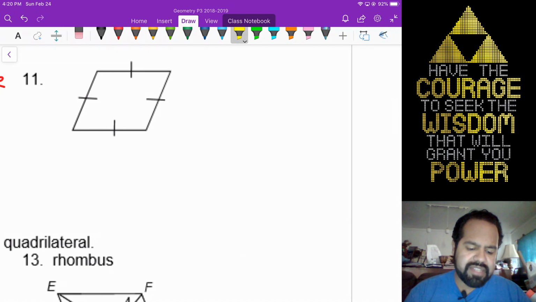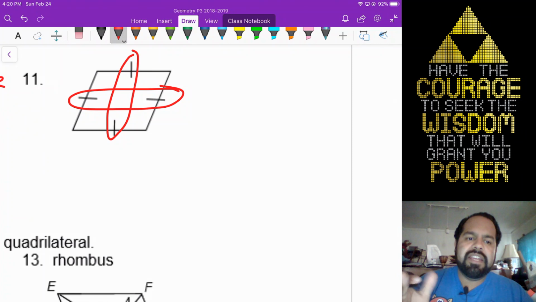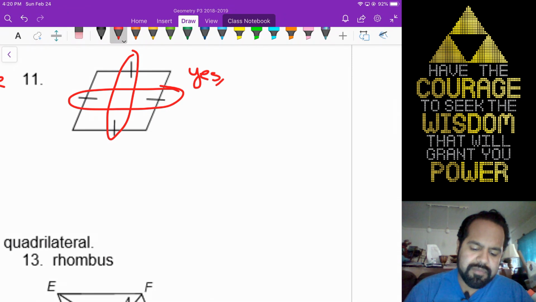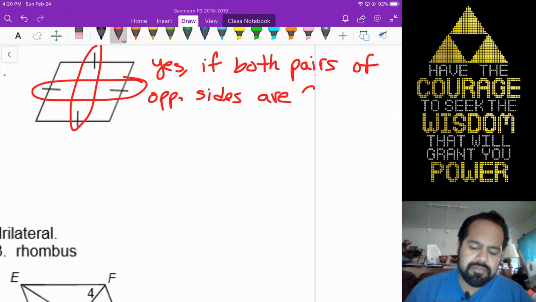One of the things we note is that the opposite sides, both pairs, need to be congruent. Now, even though all 4 of them are congruent to each other, that's okay because it's still the opposite pairs. So for this one, I can say yes, comma, if both pairs of opposite sides are congruent, then the quadrilateral is a parallelogram.